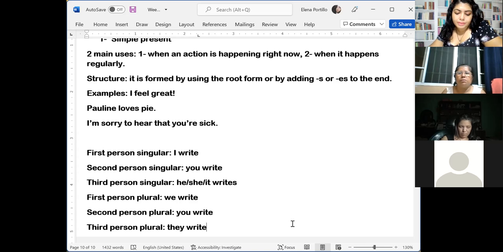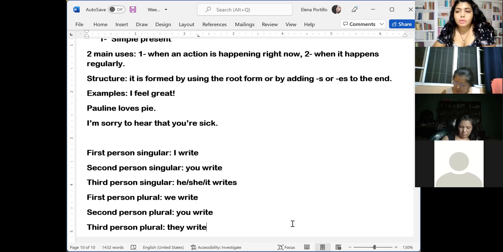To make the verb to be negative, the formula is to be plus not. I am not a pie lover, but Pauline sure is. You aren't ready for such delicious pie. So when we're using the simple present and we want to make the sentence negative, we can use two structures. The first one is using the auxiliary do or does, and the other is the verb to be with the not. So in the first case, we have do not, does not, and the next one is I am not, you are not, and she is not.